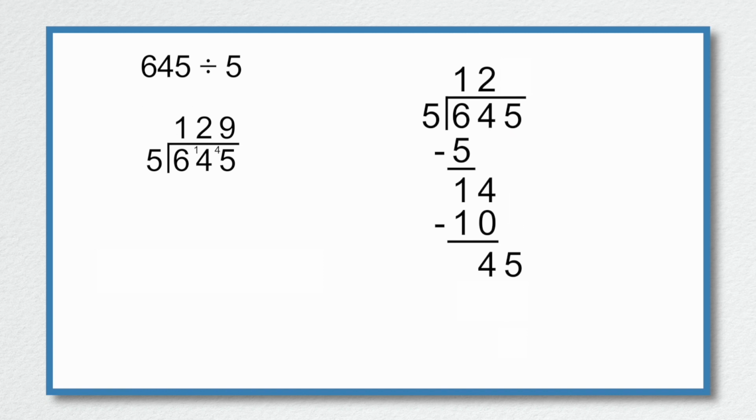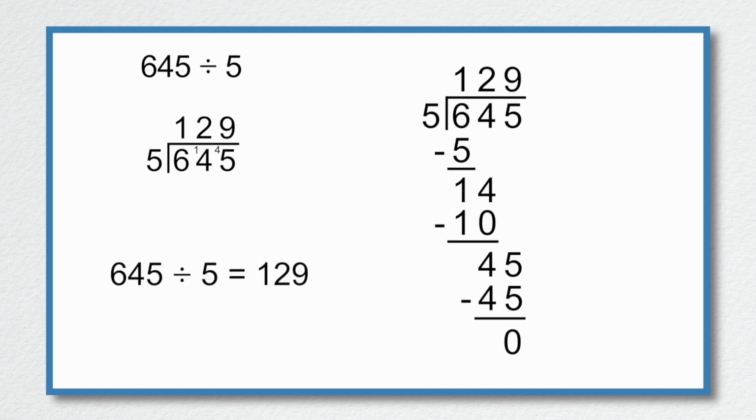45 divided by 5. 5 into 45 is 9, because 9 fives are 45. And if we take that away, we get a remainder of 0. So use this long division approach on the other three questions.